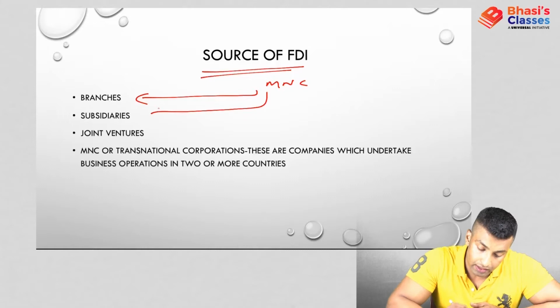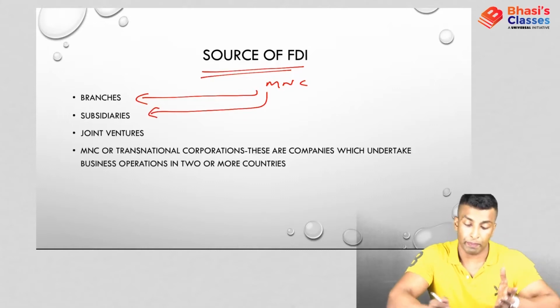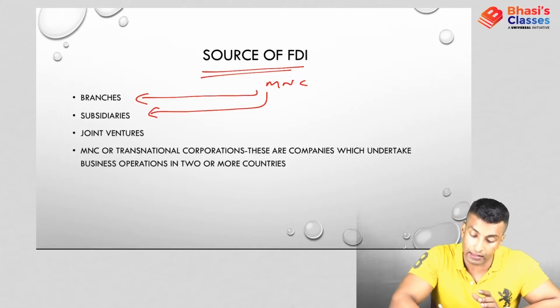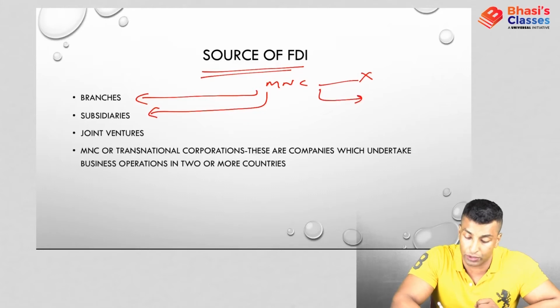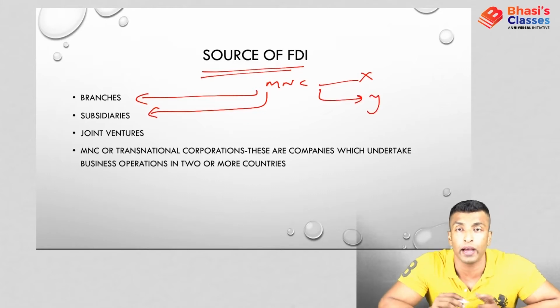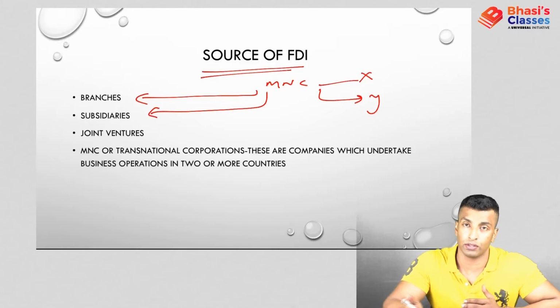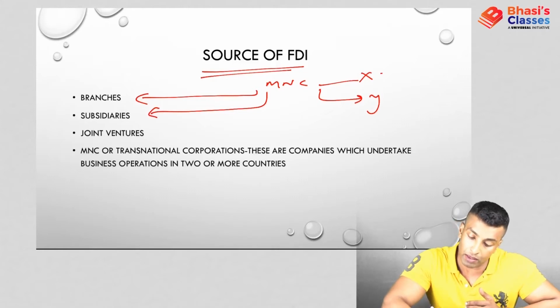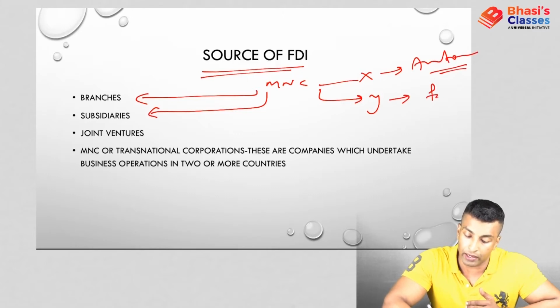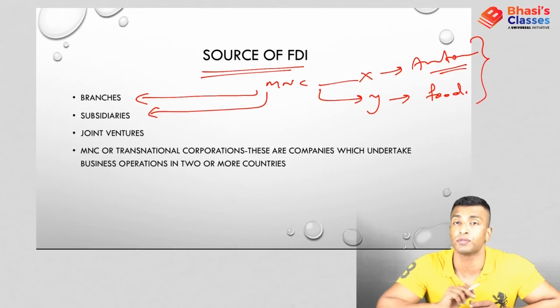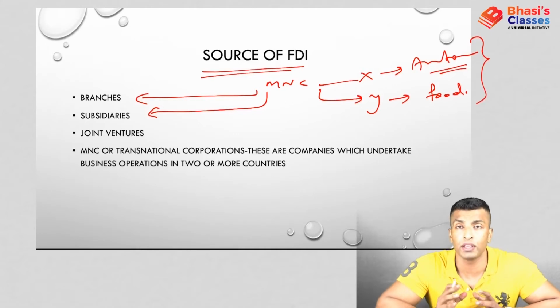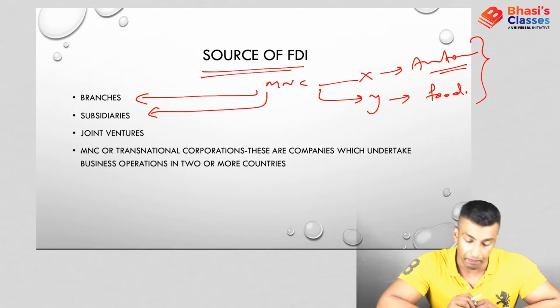Then subsidiaries. Subsidiaries means the parent company may be producing X, and the subsidiary can produce Y also. It is not necessary that the same item should be produced by the subsidiary company. You can produce whatever it is. One company X may be producing automobile related products and company Y may be producing food related products. So that is possible in case of subsidiaries. So the scope of subsidiaries is actually very huge.